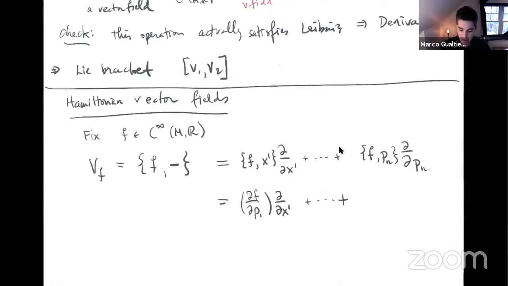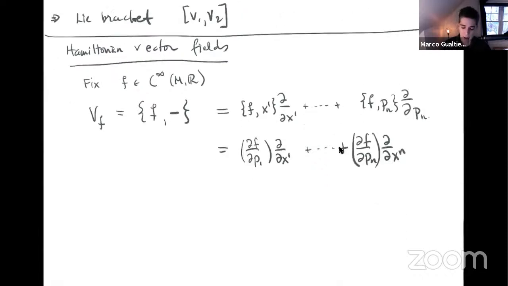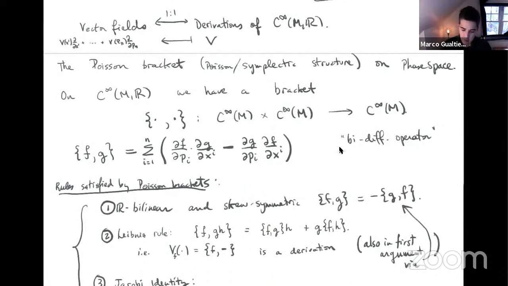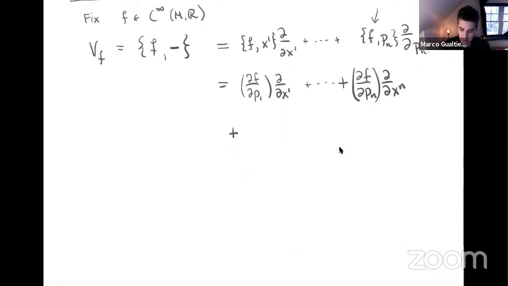Okay, and if I keep doing this, I'm going to get df by dp_n, d by dx_n, and then I'll continue. And for the first one, which involves the p's, I need to take the bracket of f with p1. So if I go back to the expression, if I take, oh wait, sorry, what did I do? Let me do that again.